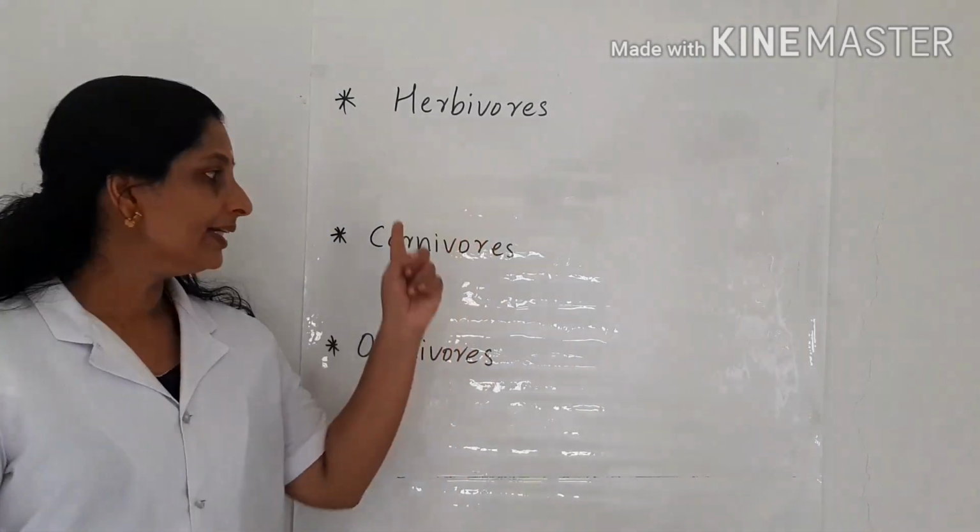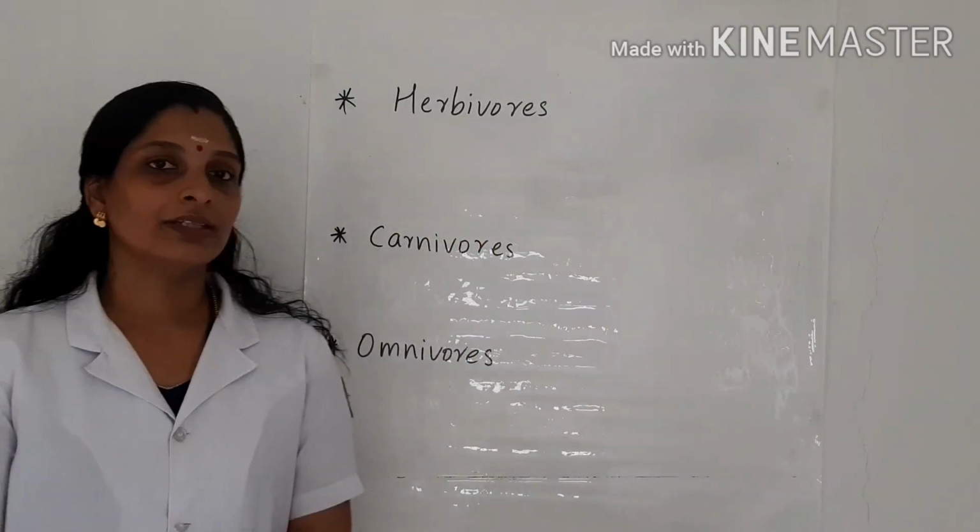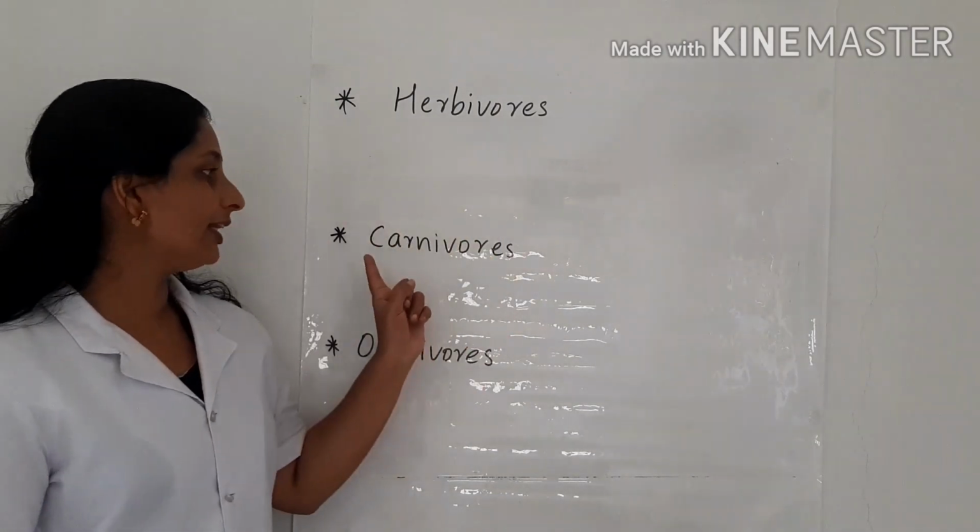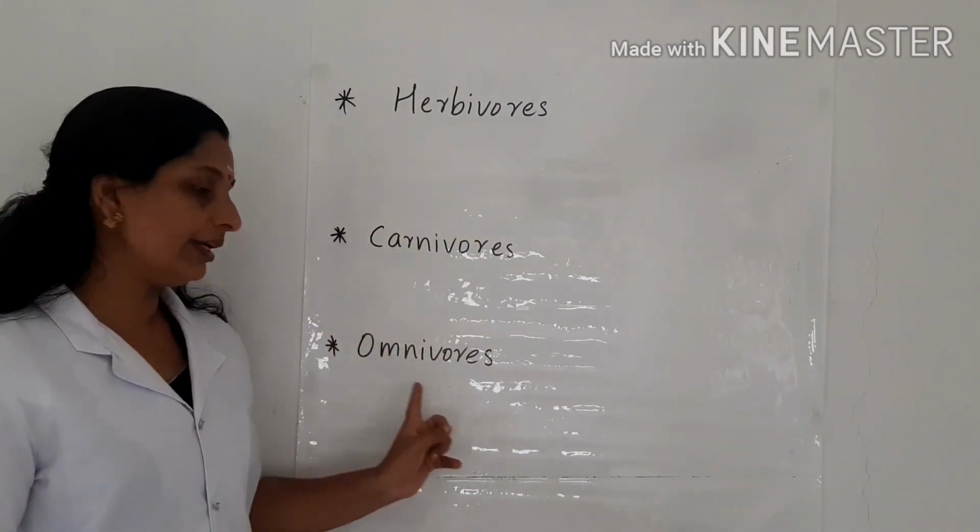Next, we are going to discuss the food habits of animals. According to their food habits, animals are grouped into three. Children, some animals eat only plants and plant products. Some eat only other small animals and their products. But some others eat both plants and animals. These are the three different groups. First one, herbivores. Second one, carnivores. And the third one, omnivores.